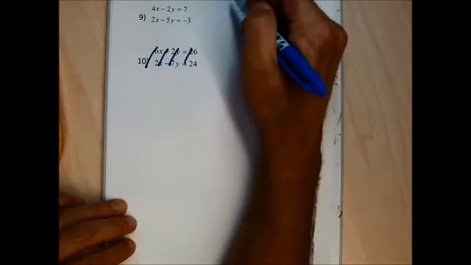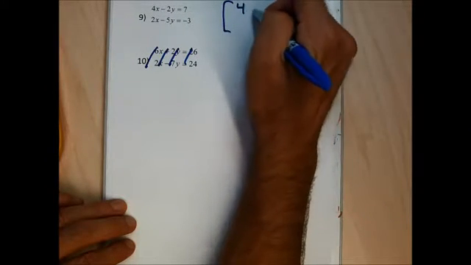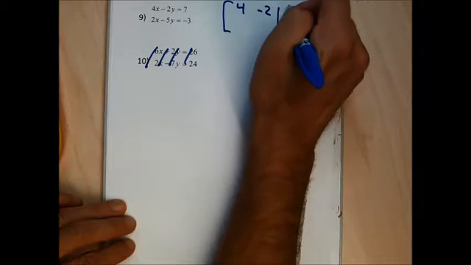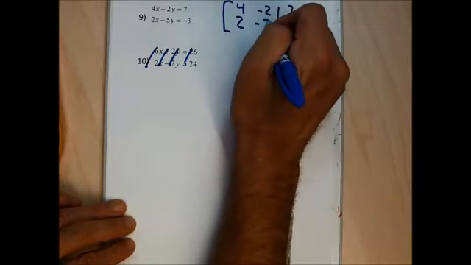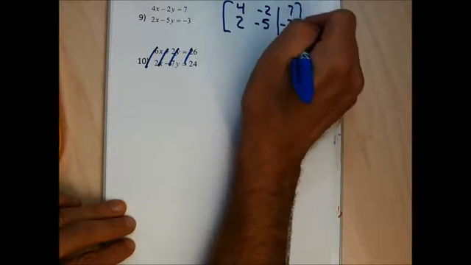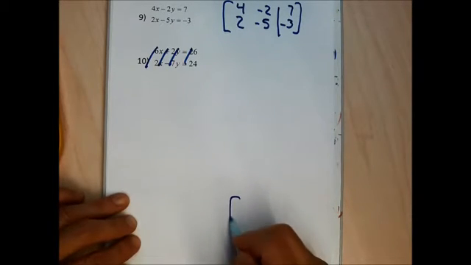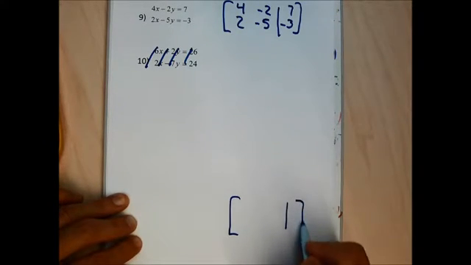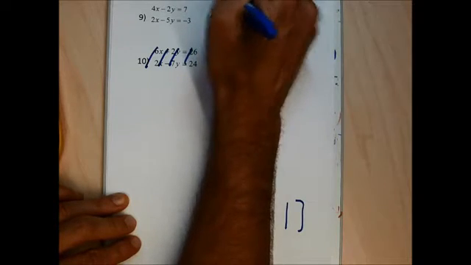So problem 9, my first matrix is going to be 4, negative 2, 7, 2, negative 5, negative 3. My last matrix, notice I'm getting a little bit lazy. I probably should call this my first or initial matrix.